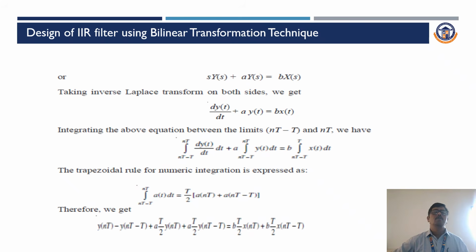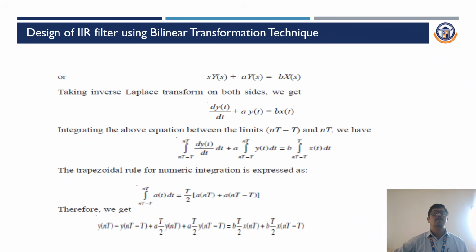Now integrate the above equation between the limits nT minus T and nT. For this purpose, apply the trapezoidal rule for numerical integration. The integral from nT minus T to nT of a(t) dt has the solution T by 2 times a(nT) plus a(nT minus T). We apply this same solution to the equation.